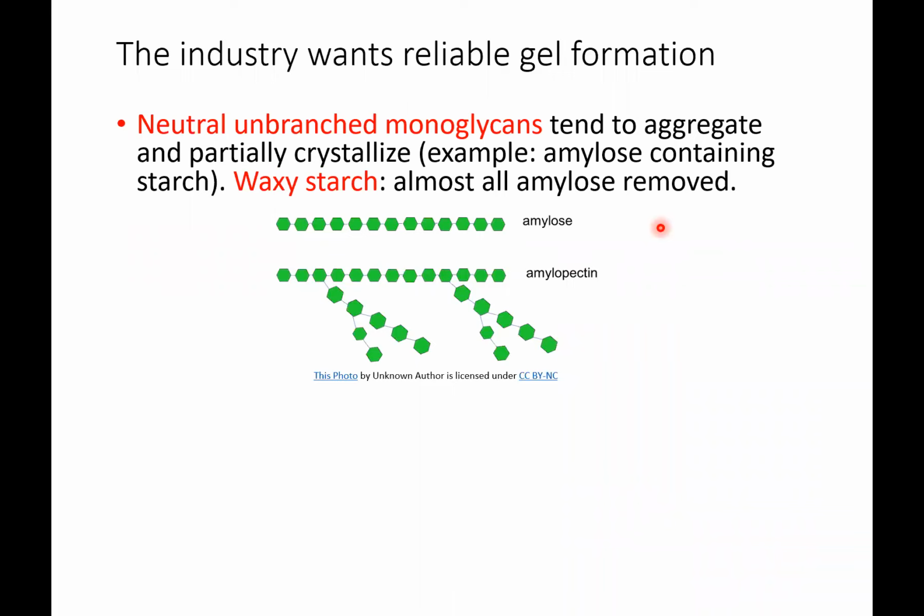Now, if you ask the industry what they want, of course, they want low cost. Of course, they want reliable gel formation. So neutral unbranched monoglucans with one unit, like amylose, tend to aggregate and crystallize much faster than amylopectin. And so they say, well, let's have just one component if we can. Remove amylose, which is in a lower content anyway, and just use amylopectin, call it waxy starch, and we have a reliable product in terms of thickening.